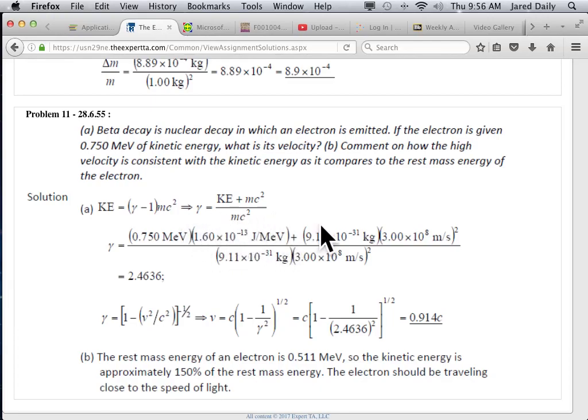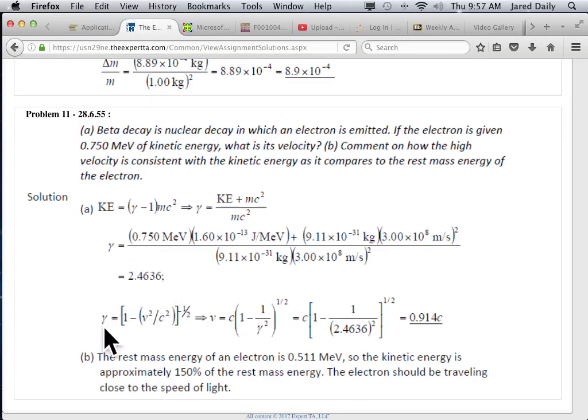And then we add that to our mc squared, the mass of the electron times the speed of light squared, and divide by the mass of the electron times the speed of light squared. We get the number 2.4636. That is our gamma factor. The gamma factor of 2.4636 is definitely relativistic. Anything really above like 1.1 is relativistic. So 2.4 is definitely relativistic.